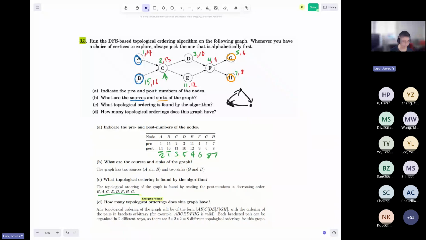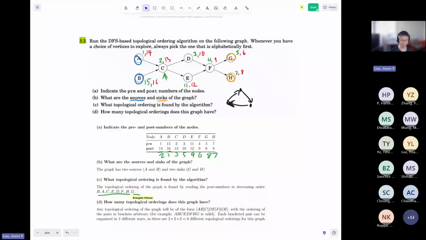What that ends up looking like is that B and A can actually be flipped. Depending on how DFS runs, and this specific problem, to make things easy, said to do it alphabetically, B and A can be swapped because they aren't dependent on each other. So it could have been AB or BA, doesn't matter. C has to come after those because both B and A point to it. E and D can be swapped, but they both come after C and before F. And then H and G can also be swapped.